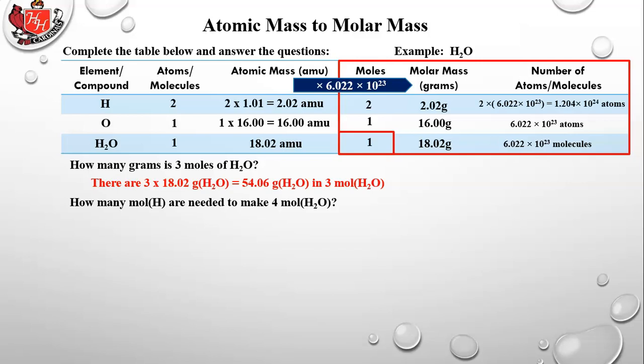So it's asking how many moles of hydrogen are needed to make 4 moles of H2O. If you want 4 moles of H2O, you need 4 times 2, or 8 moles of hydrogen. So 4 times 2 equals 8 moles of hydrogen are needed to make 4 moles of H2O. In other words, you need twice as many moles of hydrogen as moles of H2O.